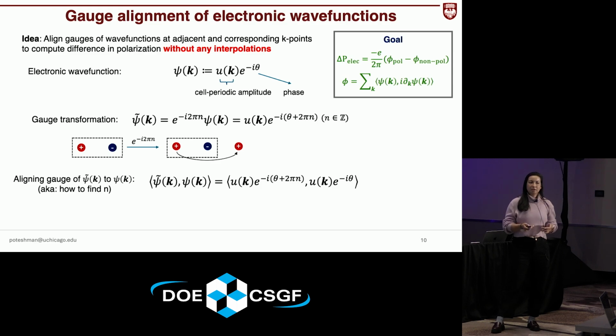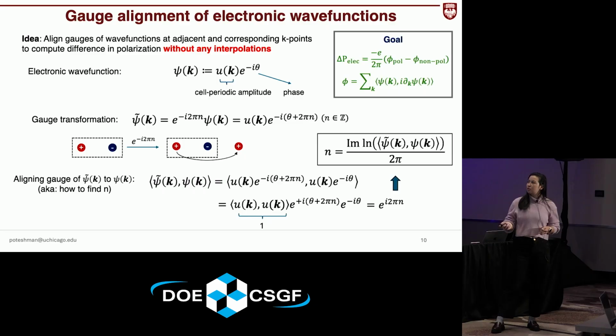And so we can actually figure out n by taking the inner product of two wave functions related by a gauge transformation, and we exactly get out e to the i 2 pi n. So as a result, we can figure out n by taking the imaginary log of an inner product between two wave functions related by a gauge transformation.